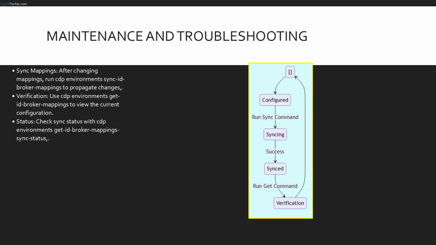This state diagram shows the maintenance lifecycle. You start in a configured state where you've edited the JSON. You then transition to syncing by running the sync command. Once success is returned, you reach the synced state. Finally, perform verification using the get command to close the loop.